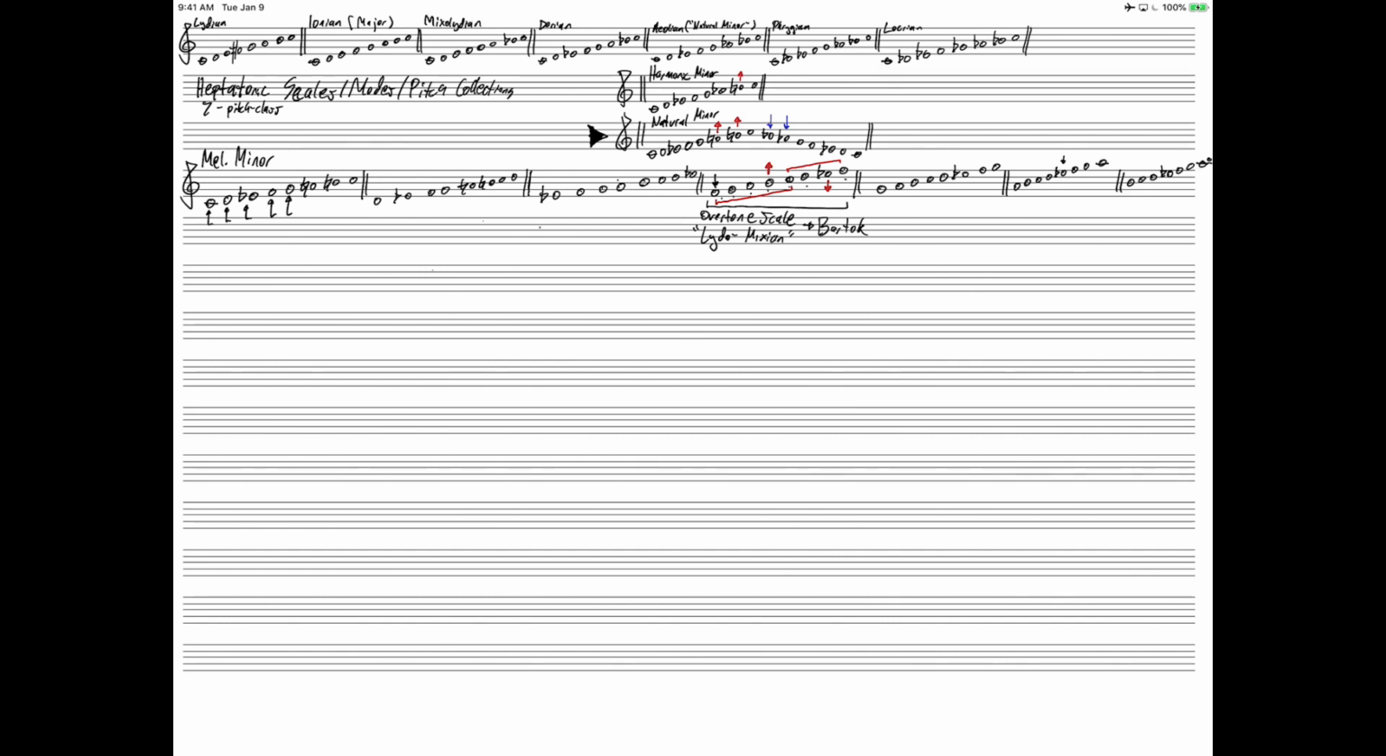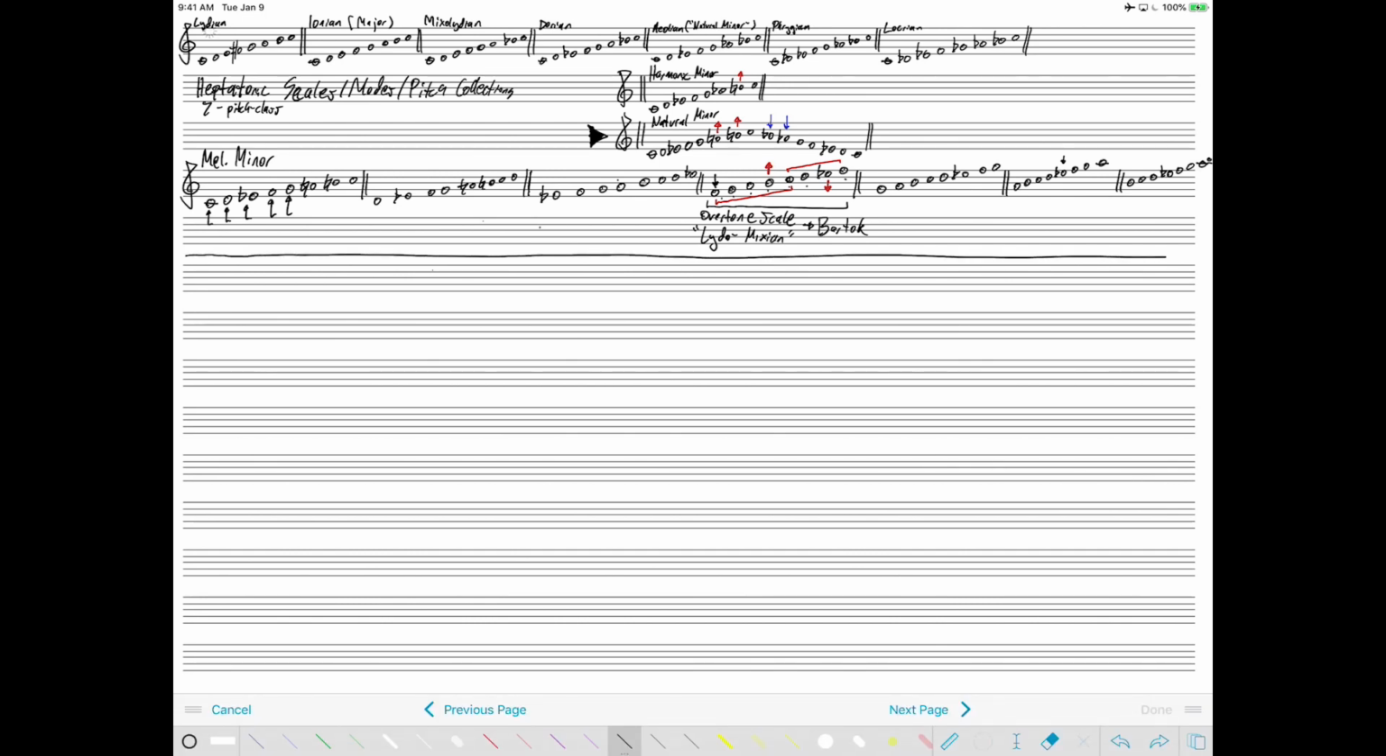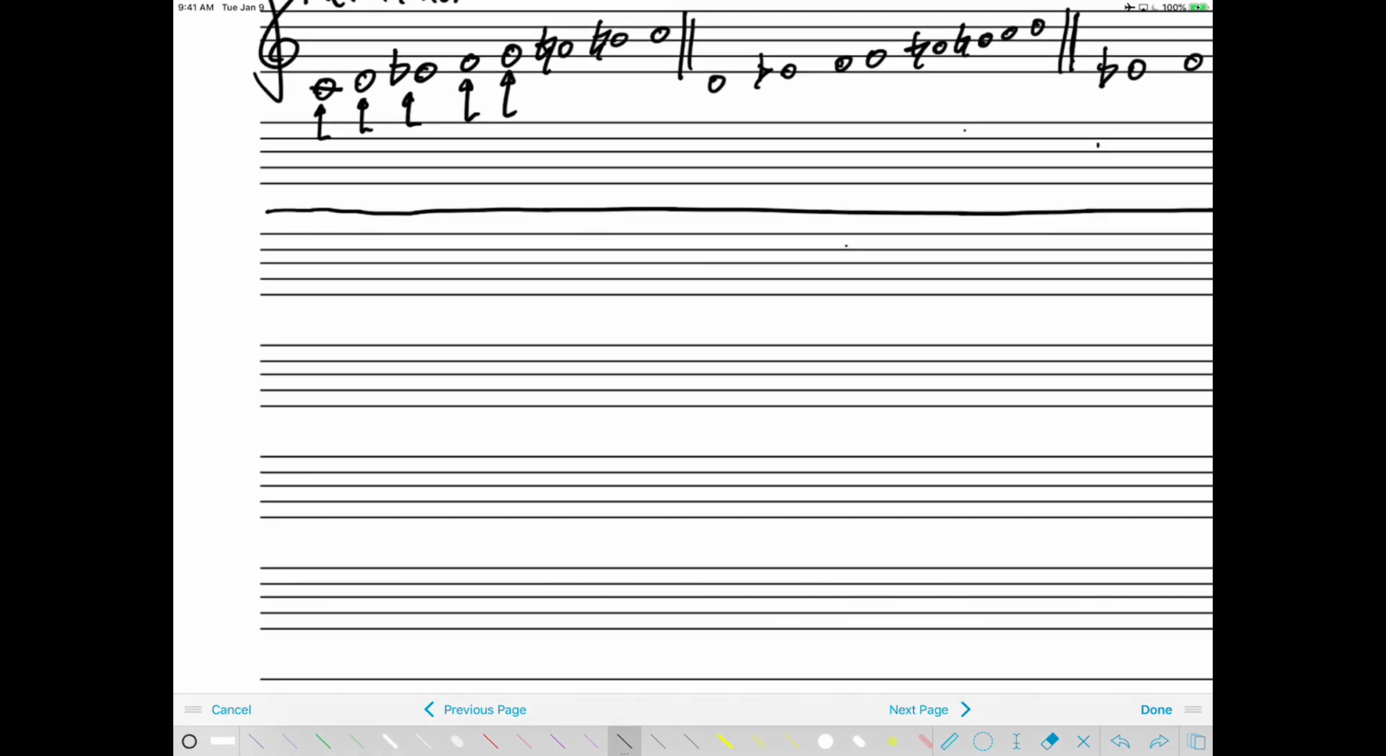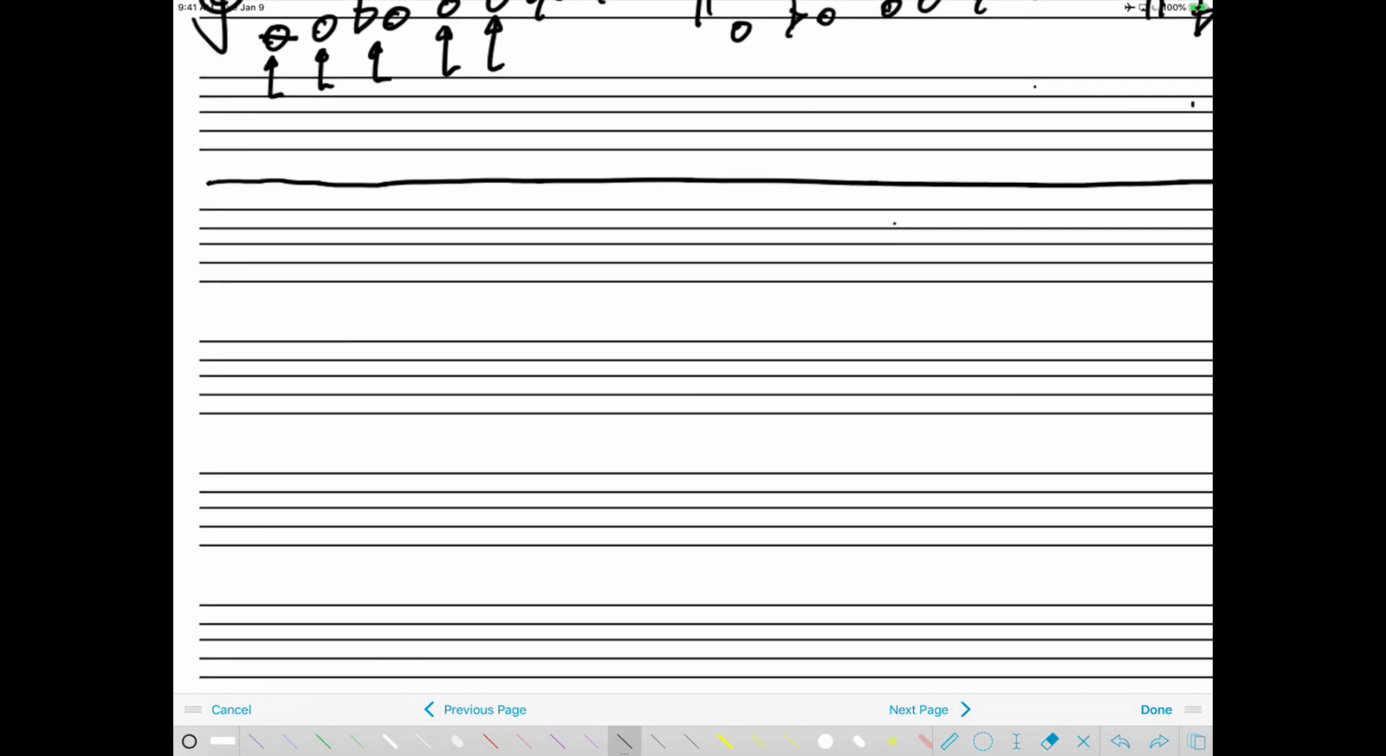So these include a variety of our heptatonic scales. However, there are some other amounts of pitch collections that we can explore, namely some pentatonic scales, some hexatonic scales, and some octatonic scales. So let's talk about pentatonic scales.